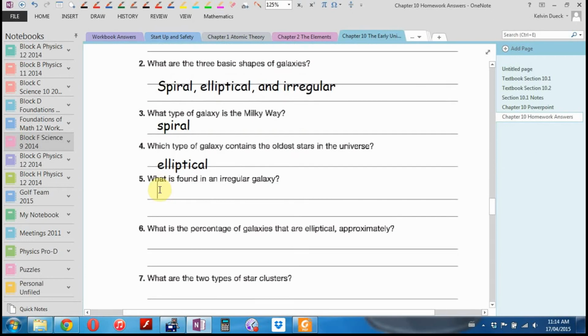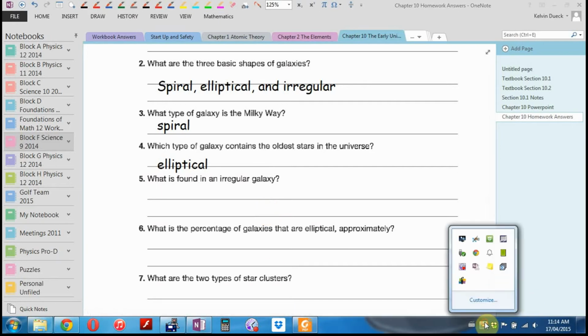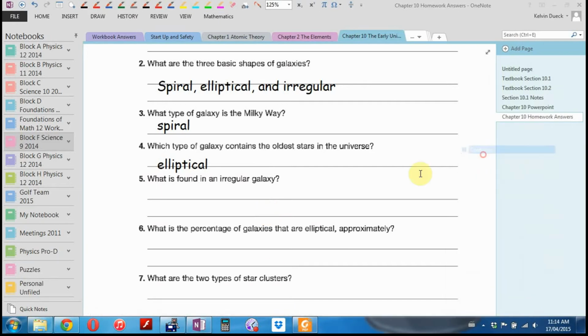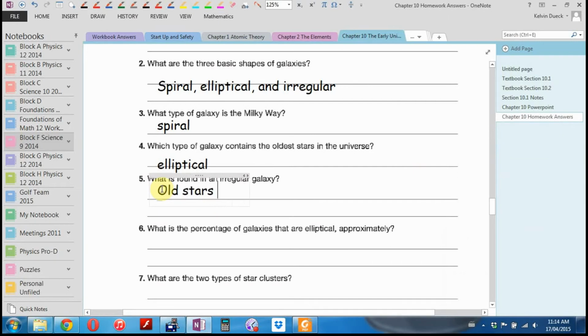What is found in an irregular galaxy? Dust. Gas. You know what, man? Yeah. You know what? I got to look this one up. My answer key doesn't have it. I forgot to write it down, and I'm blanking out. So, let's pause the video, Mr. Dueck. So, Mitra, you were right. Old stars and newly forming stars.